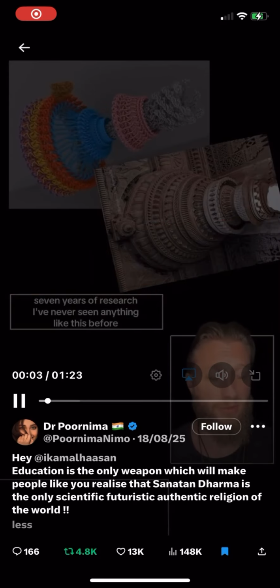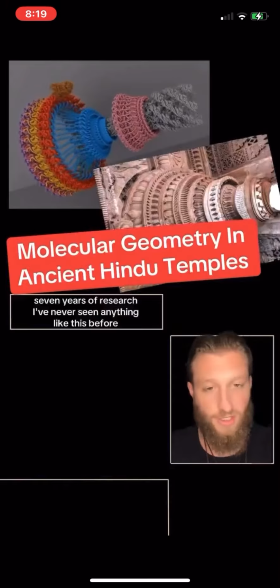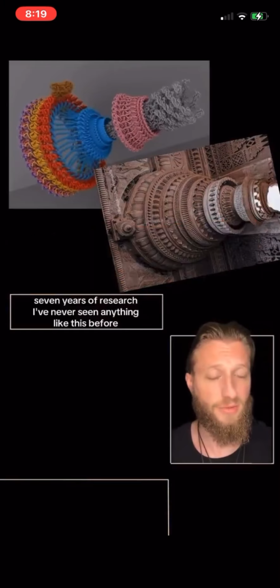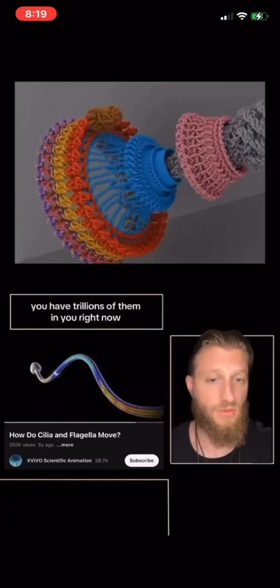Seen anything like this before. This is a motor that cells use to move around. Seven years of research, I've never seen anything like this before. This is a motor that cells use to move around. You have trillions of them in you right now.